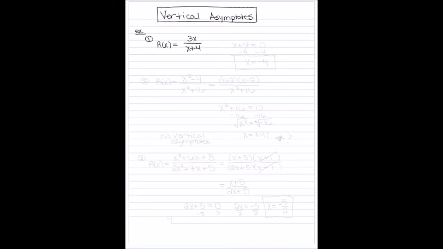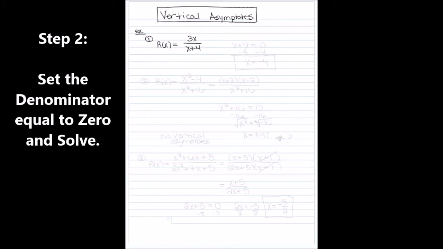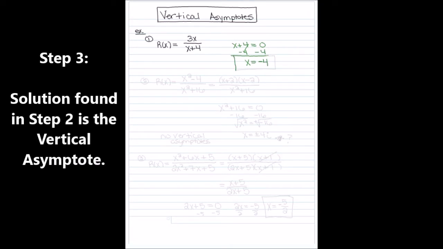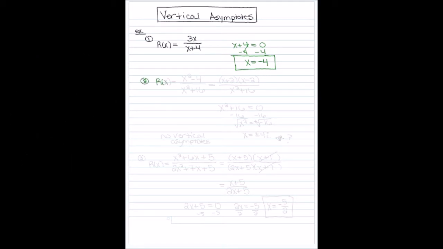So for step number 2, what we want to do is set our denominator equal to 0. So on this example, since it's already reduced, I take the denominator x plus 4, set it equal to 0, and I solve for x. And step 3, the value that you found from the denominator, that is your answer. So x is equal to -4. So for this particular graph, it's going to be a vertical asymptote at x equals -4. Let's look at the second example.